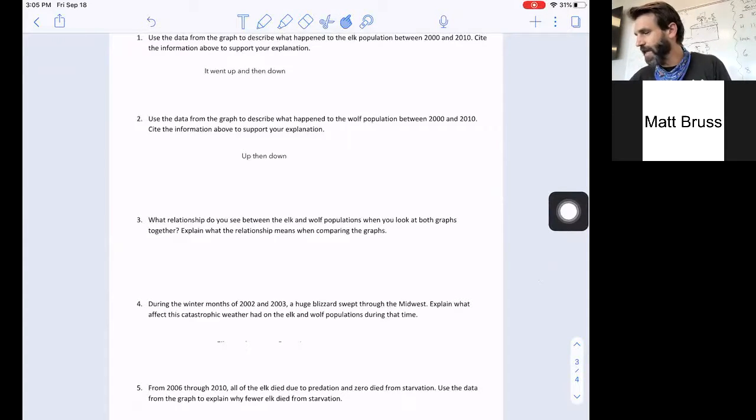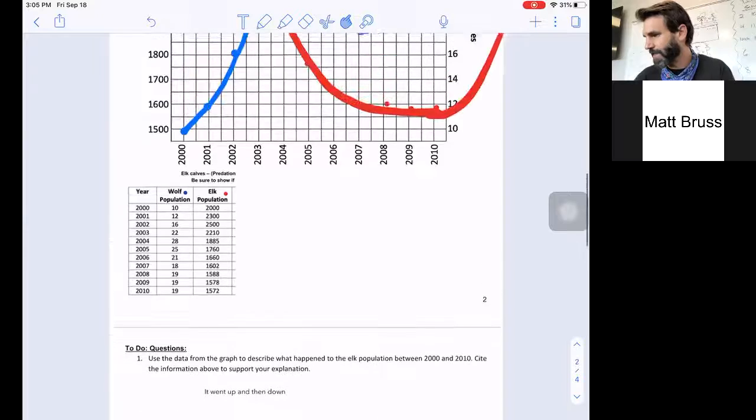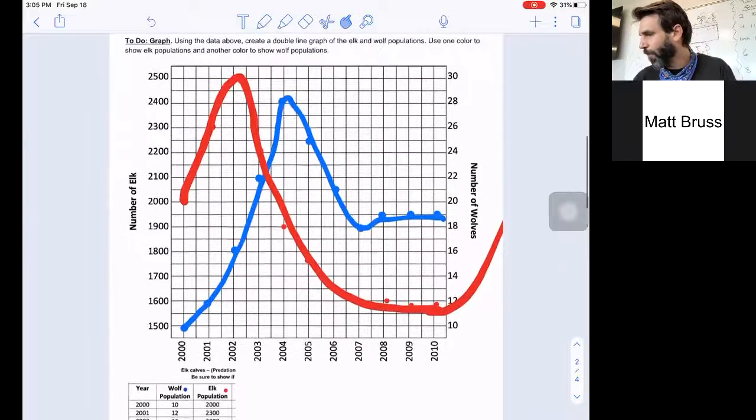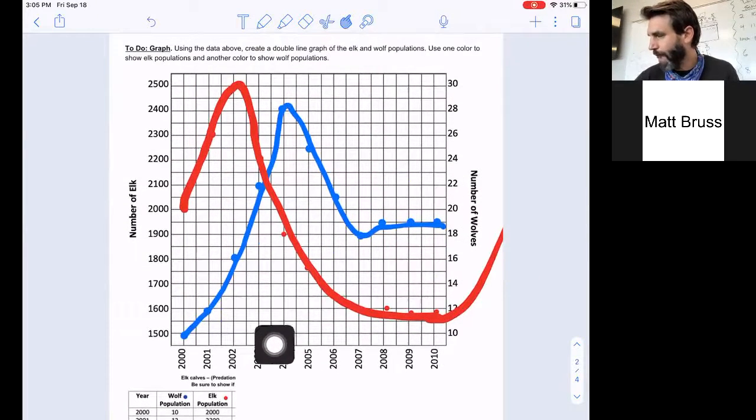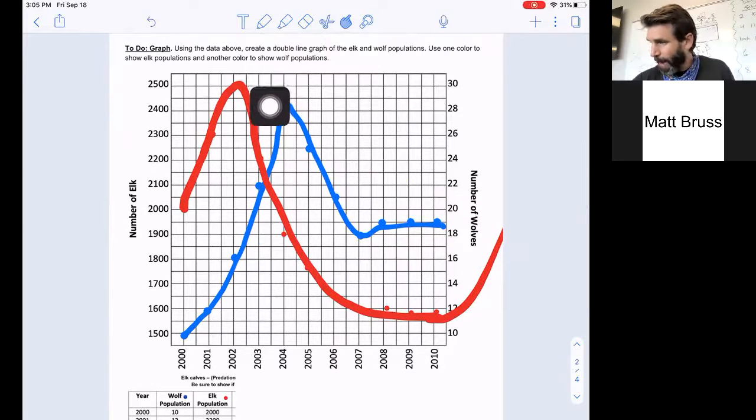And then it says during the winter months of 2002 to 2003, there was a huge blizzard that swept through the Midwest. And what do we think happened to the elk population from that blizzard? Well, in 2002, the elk population was at its peak. But when that blizzard hit, the elk population started going down.